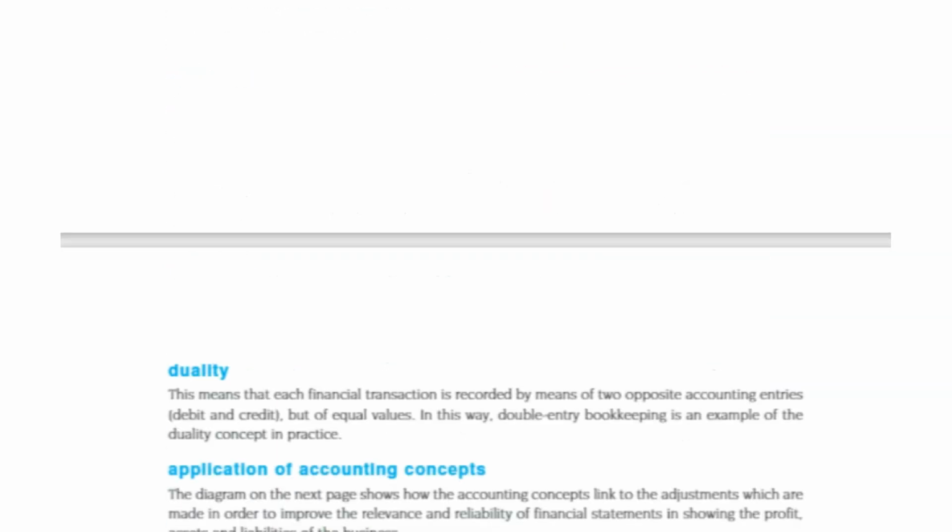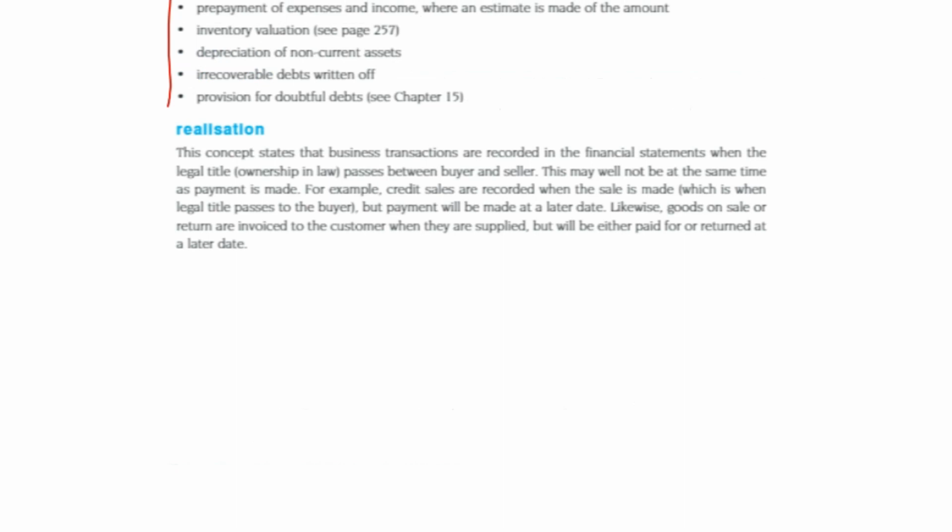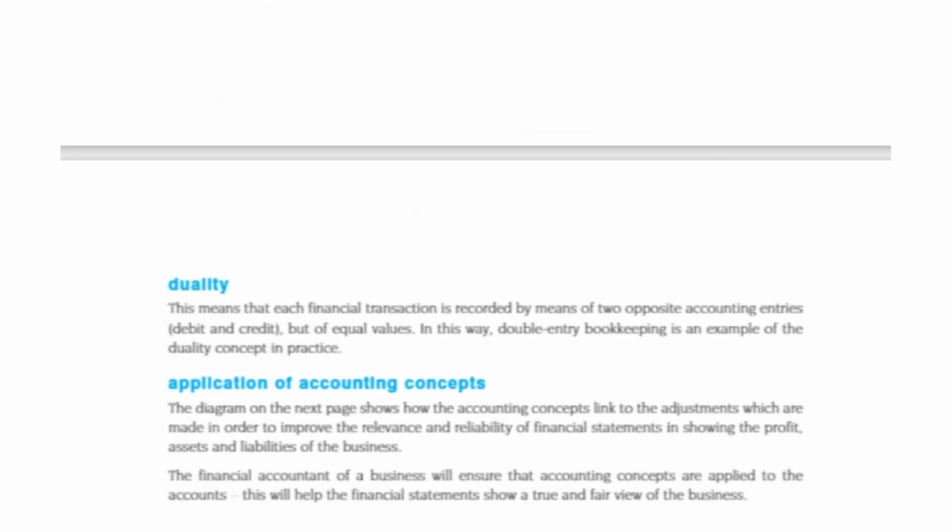And finally, there are a little more. Realization. Your sales should be realized when the goods have departed from your premises to your customer's premises. The ownership has been transferred. A legal title has been transferred from seller to buyer. Then you can realize the sales. Realize means you can write in the income statement as the sales, like sales has occurred. If it is not, you can't realize the sales.